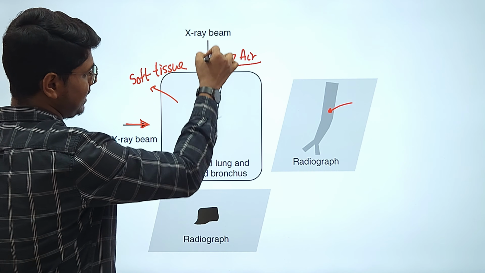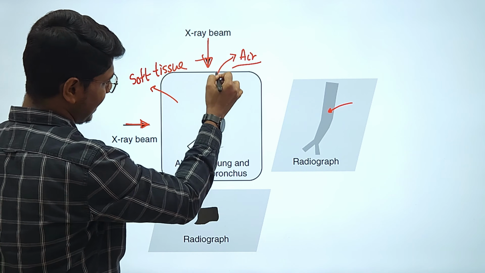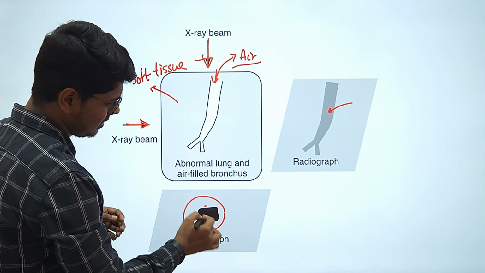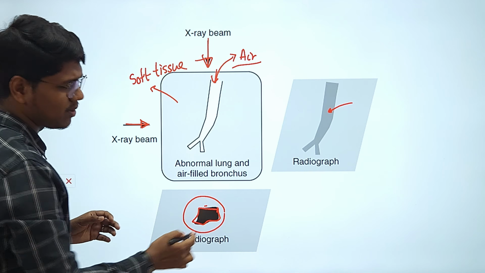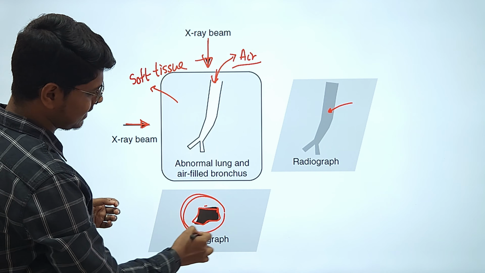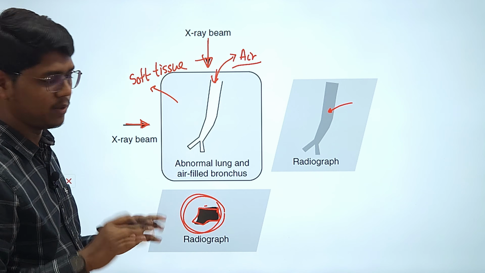If the X-ray beam hits, because it's a 3D structure, right, if it hits end on, this is end on hitting, you will find a circular patch or some irregular shape. Mostly it will be circular. So you will find like this, depending on how the primary X-ray beam hits the bronchus.